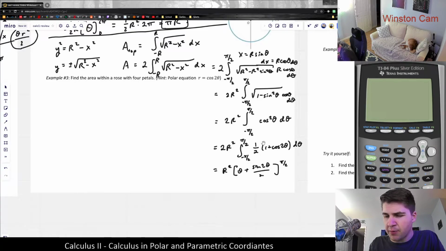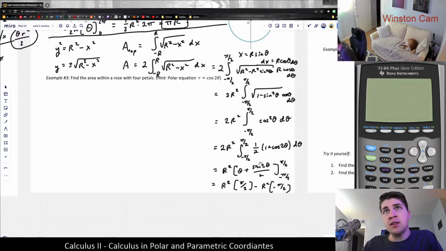Evaluated from pi over 2 to negative pi over 2. Of course, now if we plug these things in, sine of pi over 2 becomes sine of pi. These are both going to be 0. So what we're going to have is r squared pi over 2, and then minus r squared negative pi over 2. Plugging sine in, both of those went to 0, which is why I skipped that. But plug in pi over 2, subtract negative pi over 2.